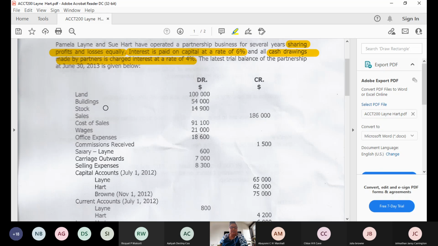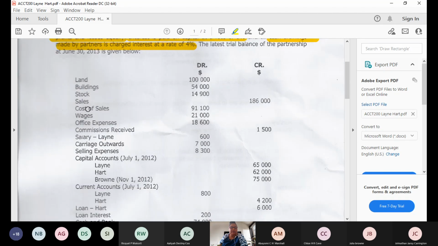So you have land, buildings, stock, sales, cost of sales. They give you cost of sales, so they don't give you purchases, opening and closing inventory. If they give you cost of sales, you just subtract the cost of sales from the sales figure to give you your gross profit. You don't need to work out cost of sales because they already give you the figures, so you just subtract this from the sales to get your gross profit.